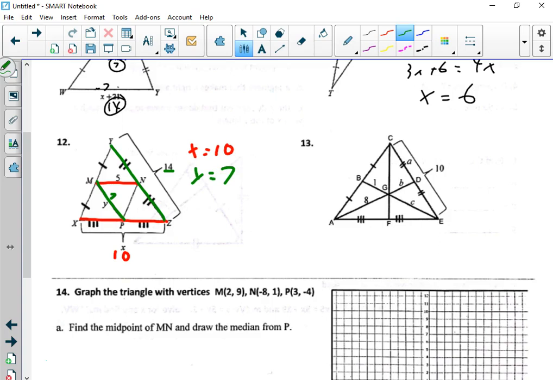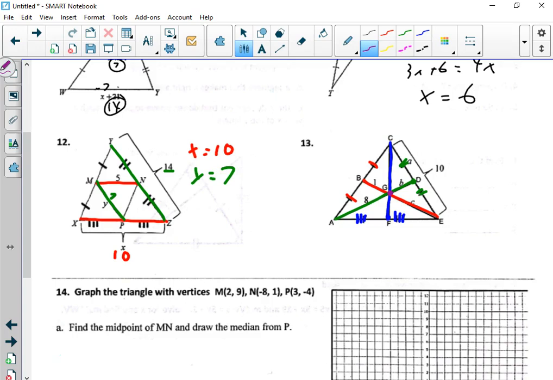Okay, we have a centroid going on right here. How do I know that? Because B is the midpoint because those are equal. D is the midpoint because these are equal. And F is the midpoint because these are equal. When the lines are drawn from a vertex to the midpoint, which is a median, they all intersect at the centroid, right there, G.